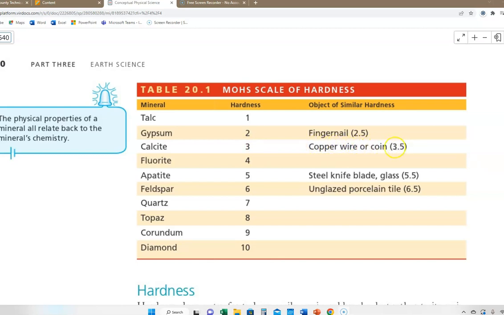So, for example, one of the tests that we do is you take a penny, and the penny on the Mohs scale would be about a 3.5. That can scratch calcite, the mineral calcite. But the penny, notice that since the penny is 3.5, it will not scratch this mineral called fluorite. All right, and then there's another mineral called apatite, and then feldspar is actually a very common mineral. Feldspar and quartz really make up most of the crust of the earth, as a matter of fact. Then comes topaz, corundum, and then of course the final one is diamond.